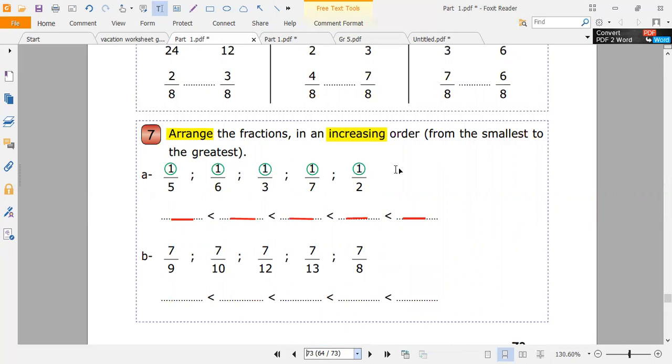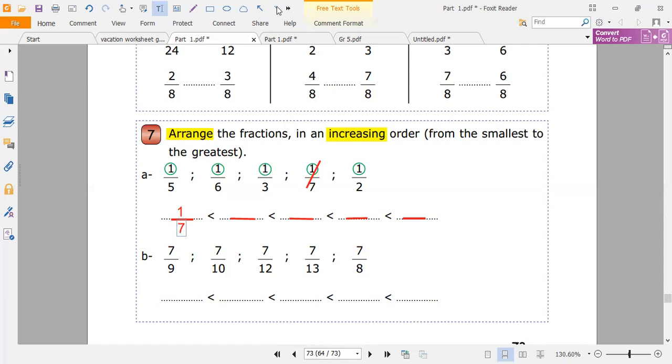So here we have to arrange inversely. Why inversely? Because the fraction that has bigger denominator is smaller. Which fraction has bigger denominator? This one. 7 is bigger than all the other numbers. So 1/7 is the smallest one. Then which number is smaller than 7, it is 6. So when the denominator becomes smaller, the fraction becomes bigger.